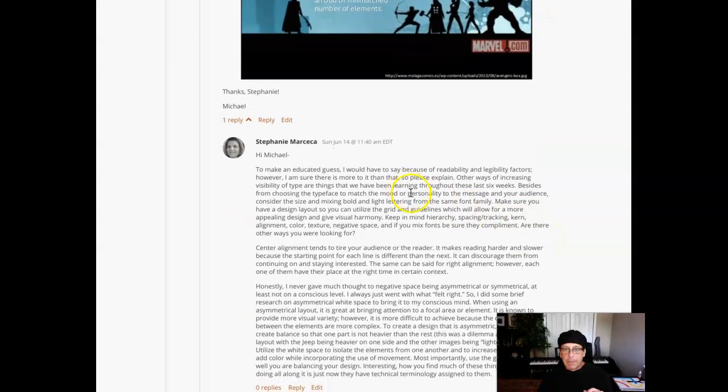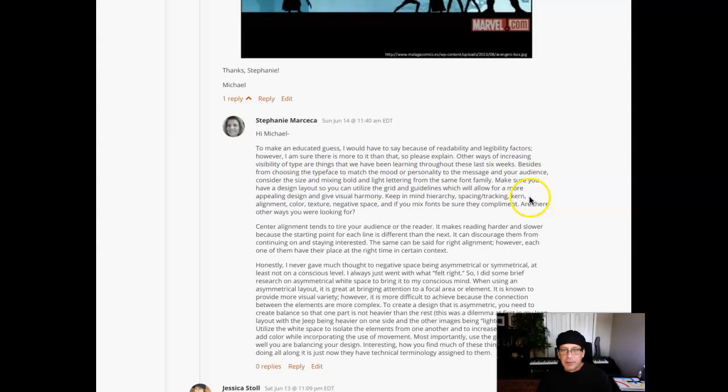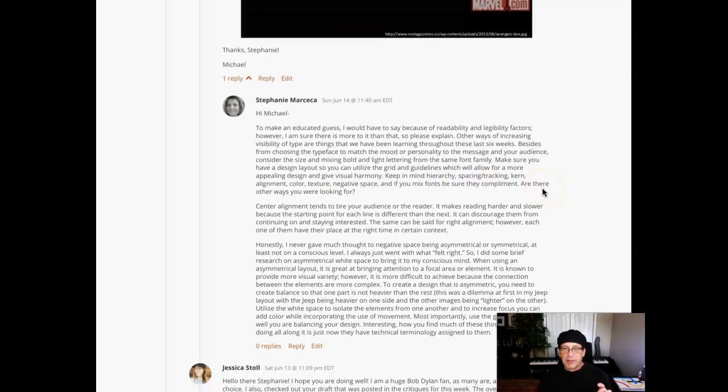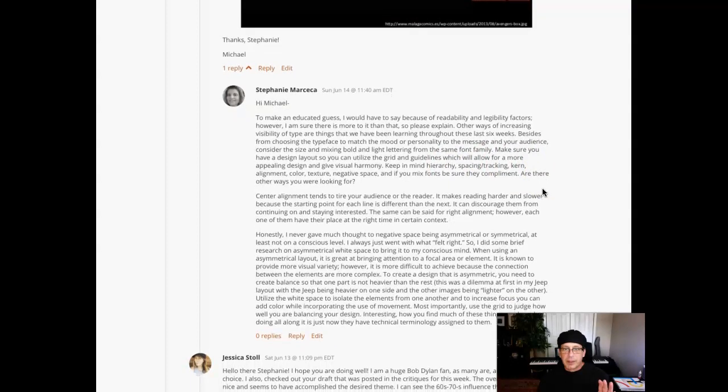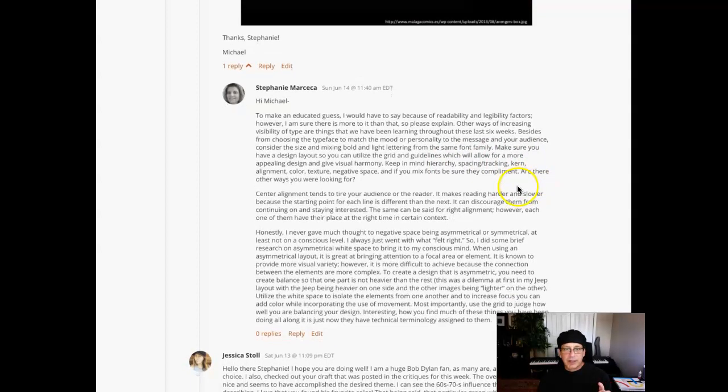Okay, other ways of increasing visibility. Consider the personality and message for your audience, the size, and mixing bold and light letter weights. Yep, you got it. Make sure you have a design layout so you can utilize the grid and guidelines. Keep in mind hierarchy, spacing, tracking, kerning. Yeah, everything from day one.